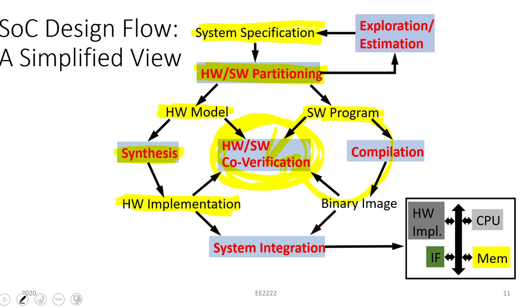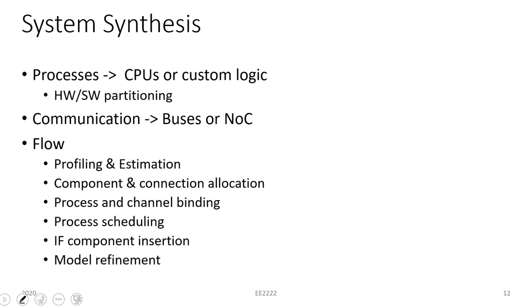Then when things are acceptable, we will do the system integration and implementation, the final implementation there. So this is the overall higher level design flow that we would take when we go about designing a system on a chip.